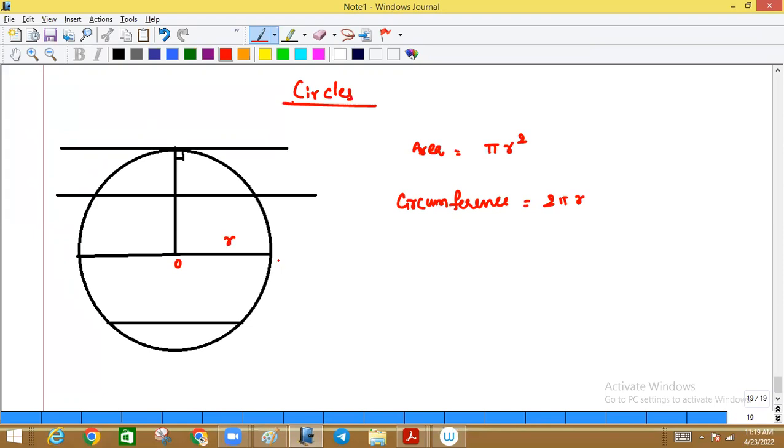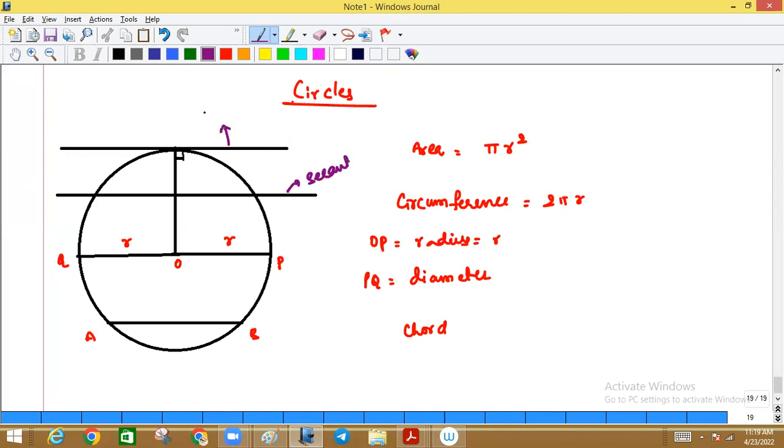Center, radius, OP is radius, PQ is diameter, AB is chord. What about this? Secant. What about this? Tangent. This point is called point of contact.